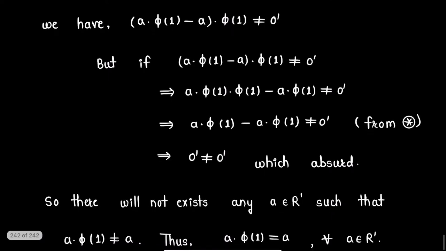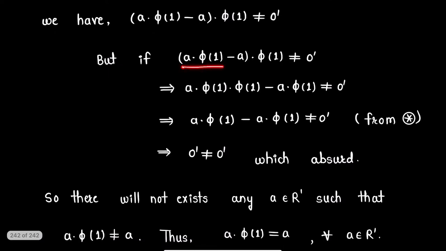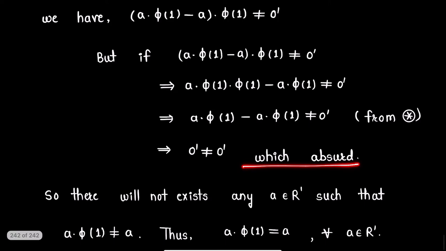But we get (a dot phi of 1 minus a) dot phi of 1 is not equal to 0 dash. Further solving this, we get a dot phi of 1 dot phi of 1 minus a dot phi of 1 is not equal to 0 dash. Now we have proved from star that phi of 1 dot phi of 1 is phi of 1. So we get a dot phi of 1 minus a dot phi of 1 is not equal to 0 dash. So these terms get cancelled and 0 dash is not equal to 0 dash. But this is absurd.